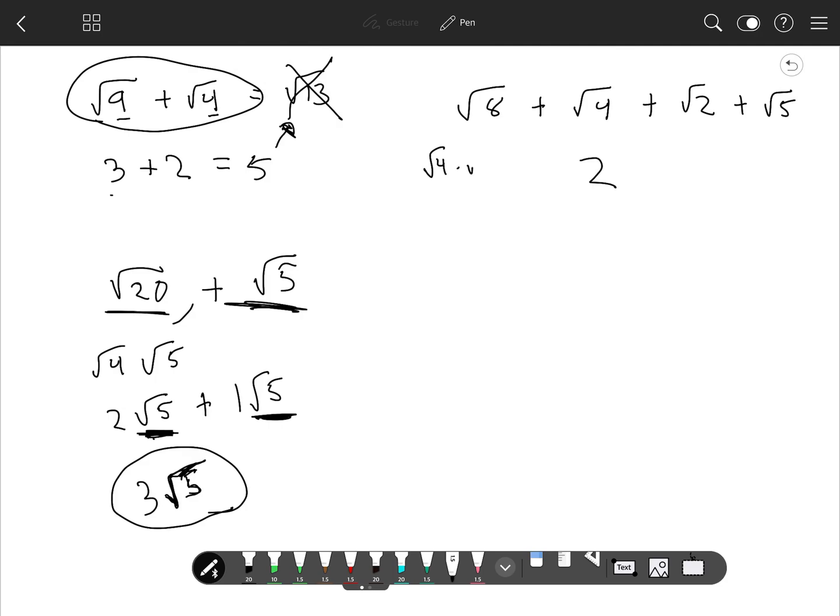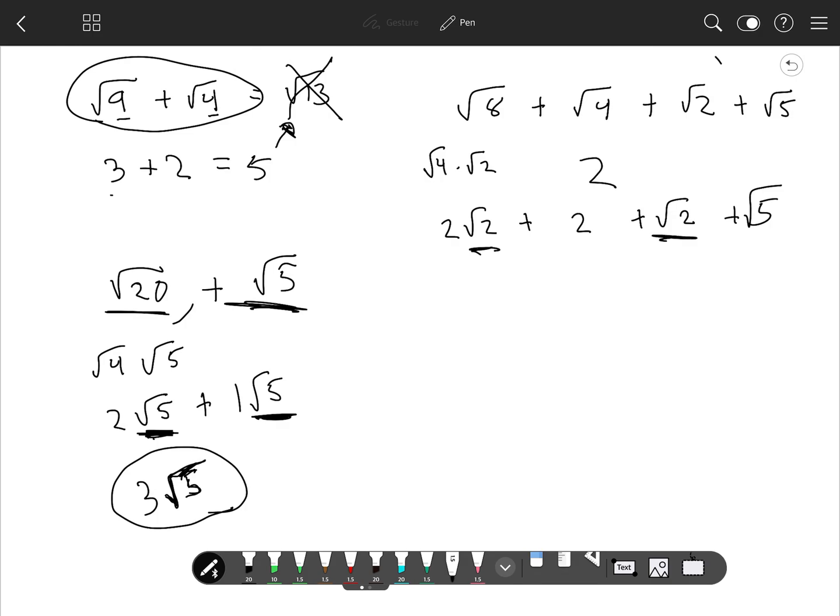Okay, let's look at 8. That breaks down to square root 4 times square root 2. And what is the square root of 4? It's just 2. So we got 2 square roots of 2 for 8, plus 2, plus the square root of 2. That doesn't break down at all. And then the square root of 5, that's a prime number. That doesn't break down.